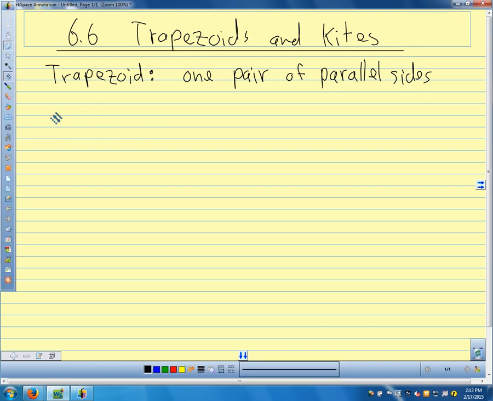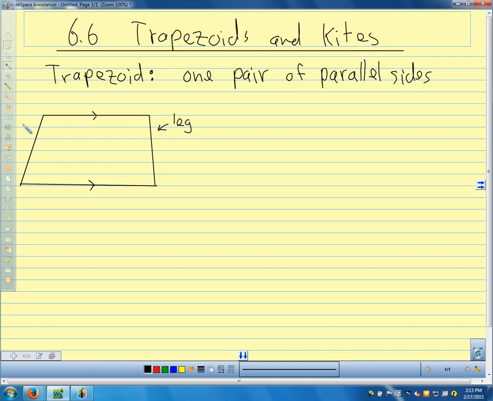So on your drawing, and we're going to label some other things on our drawing there, our drawing looks something like this. We have a pair of parallel sides, like so. We call the sides that are not parallel legs. So that's a leg, that's a leg, and then we call the parallel sides bases. So we have two legs and two bases.